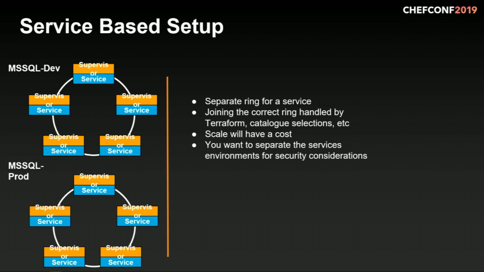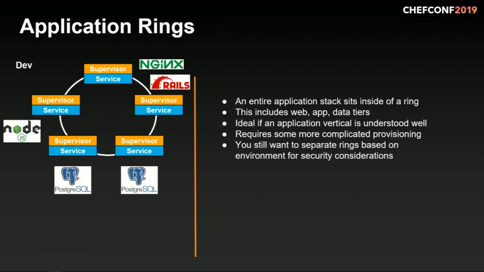Joining the correct ring would be handled by that provisioning as code system. Scale will have a cost again because you're not limiting this to a finite number of systems. It's going to keep growing. And something that I haven't been calling out, but you do want to separate service environments for security considerations. So from dev to QA to prod, you will want to have separate rings and separate wire encryption keys for security reasons, and we'll go over that a little bit in a couple slides.